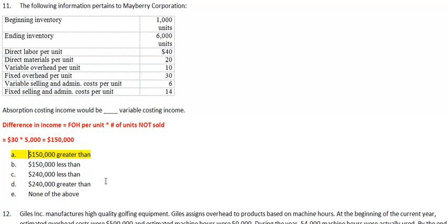the variable. So in a period where you make more units than you sell, absorption costing is going to give you a higher income than variable. To calculate the dollar amount of that difference, you simply take the fixed overhead per unit and multiply it by the number of units that were produced that time period and not sold. So what we made and didn't sell would be your increase in inventory, so the 5,000 units.